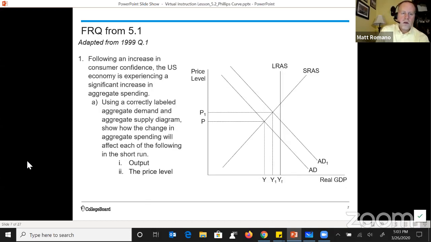For Part A, we want to show on a correctly labeled ADAS model the effects of the increase in aggregate spending. So we know that consumer confidence is going to affect consumption. A more confident consumer is going to spend more money. They feel like they have income coming in. So consumption is going to go up. Aggregate spending goes up. AD is going to shift to the right. That's going to cause an increase in output and an increase in price level. So we show that here with the movement from AD to AD1, resulting in a change from output level Y to Y1, price level P to P1.